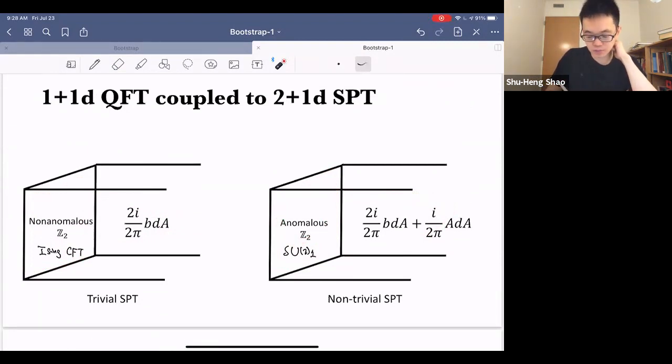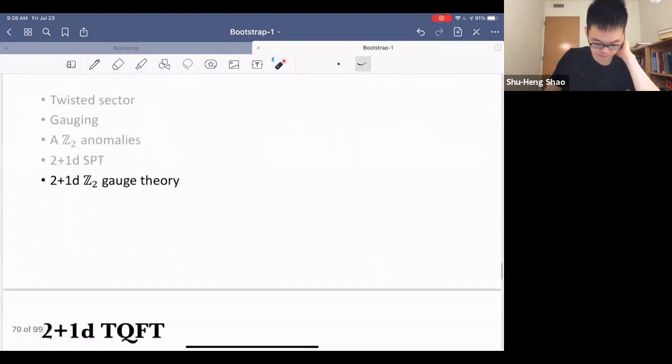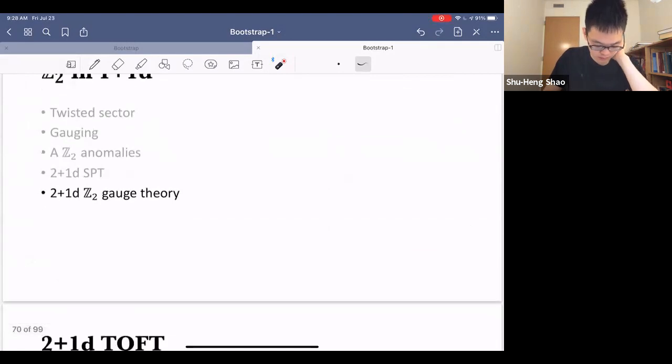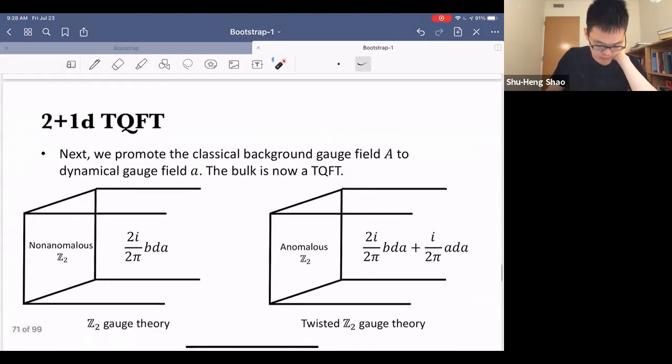But you can gauge it once you couple to a 2+1D SPT. Then the system is not 1+1D, but a coupled 2+1D, 1+1D system. And then you can gauge the Z2 altogether. And that's what we are going to talk about. So what did I do? The only thing I did is to write a capital A in terms of little a.